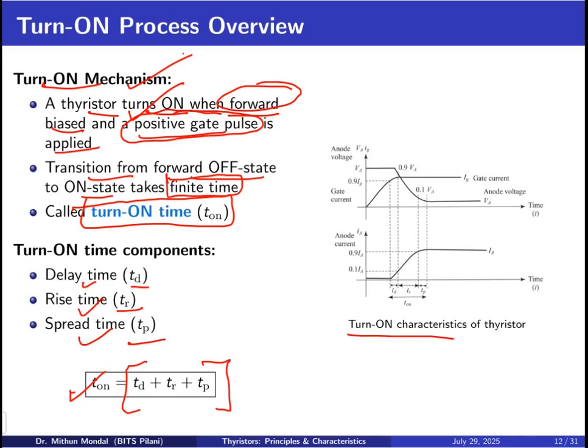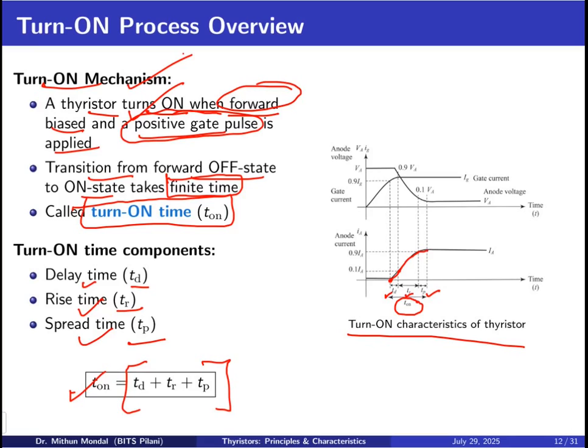Here you can see the turn on characteristic of a thyristor. The total turn on time, T on, is basically the summation of certain delay, then the rise time, and then the spread time. The delay is from 0 to 10% of the anode current. Then from 10% to 90% you will be getting the rise time. Then the current is going to be settled, which is the spread time.